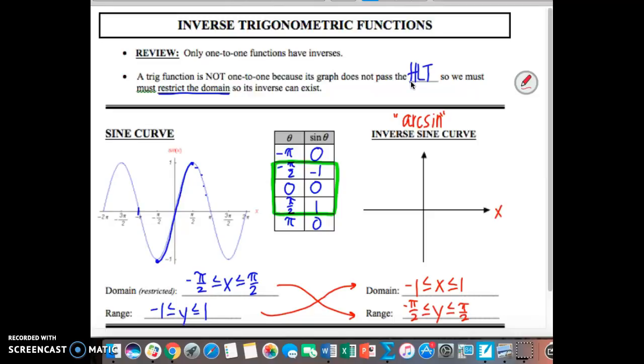On our x-axis, we'll go from negative 1 to positive 1, and on our y-axis, we'll go from negative pi over 2 to positive pi over 2. So our points will just be flip-flopped. We'll still have a point at 0, 0, but instead of a point at negative pi over 2, negative 1, we'll have a point at negative 1, negative pi over 2, and a point at positive 1, positive pi over 2. So this is what our inverse sine graph, or arc sine curve, looks like.